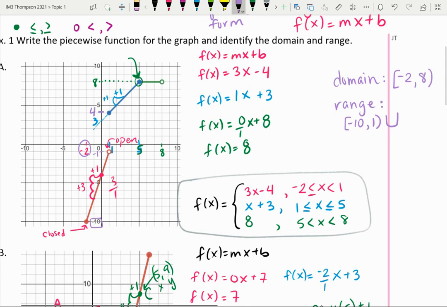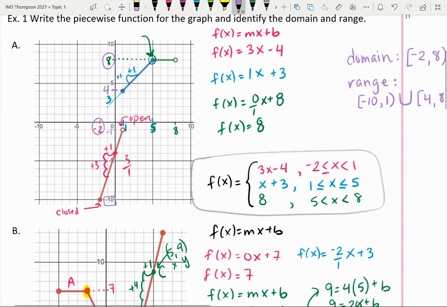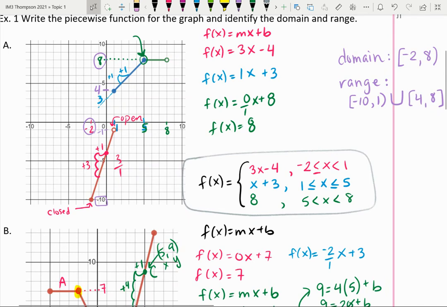The next y value as I go up is 4, and that goes all the way to 8. Now, I have an open circle and a closed circle at 8, so I'm going to include it because it does exist at 8. So then I have from 4 to 8. We talked about domain and range a lot in 1.1, so I'm going to skip example B doing domain and range. And we will talk about it on the next example because it is a unique scenario.